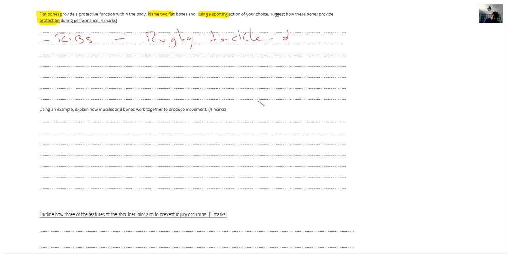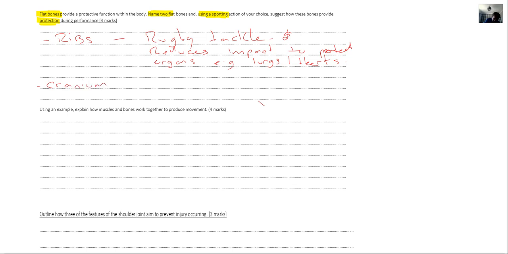Okay, it reduces... scribble that out. So it reduces the impact to protect vital organs such as, okay, so the pen's having a little bit of a mare. So protect organs, e.g., because you've said the ribs, lungs / heart. So it protects the lungs and heart from the impact of a rugby tackle. That's 2 marks. You could then have gone with, and I think it's an obvious one, cranium.